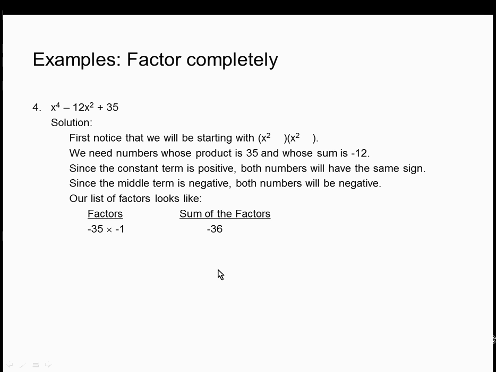That's no good. It ends in a 5. I can divide by 5. Negative 7 times negative 5. They add up to be negative 12. That's what I want. So I'm going to have x squared minus 7, x squared minus 5. That's our complete factorization.